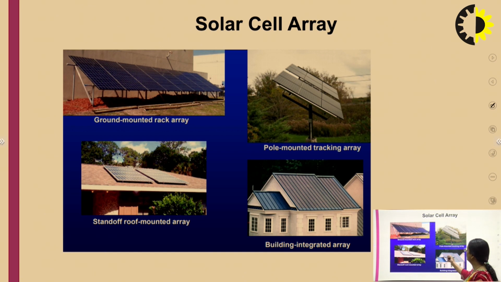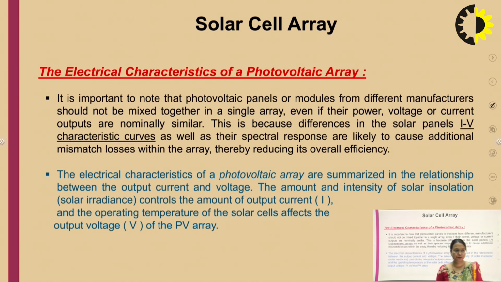You can see some examples here: solar panels connected together, solar arrays on a ground-mounted rack array, a pole-mounted tracking array, building-integrated arrays, which we are also using nowadays, and obviously roof-mounted arrays, all used to collect solar energy and convert it into electricity.